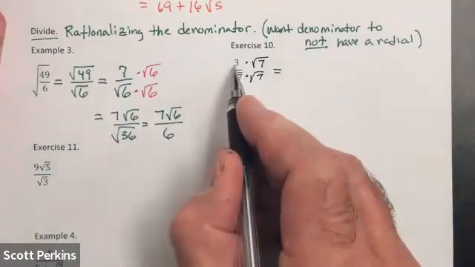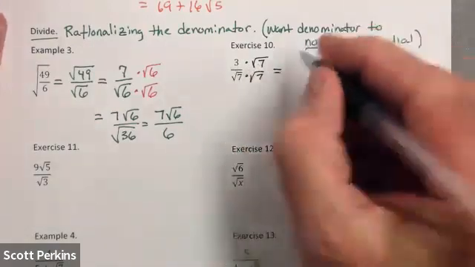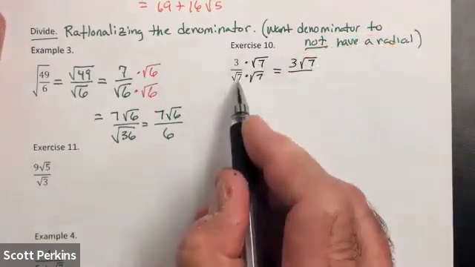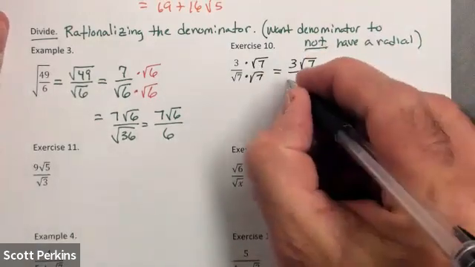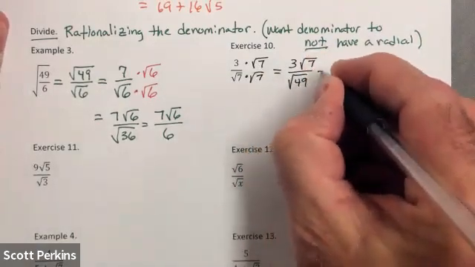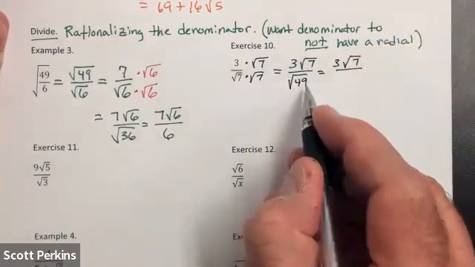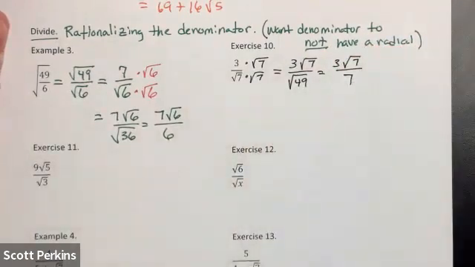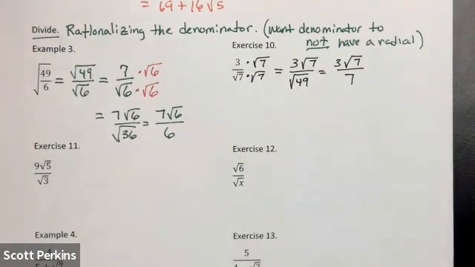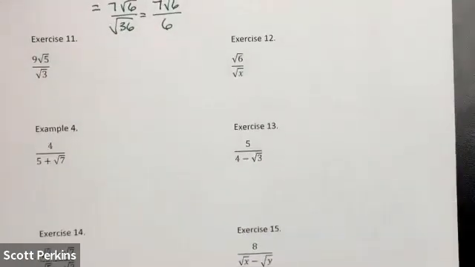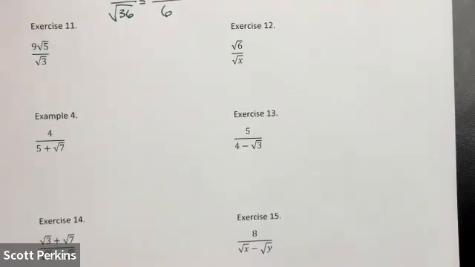So in the top, I've got a 3 outside the radical and then square root of 7. So the top is just going to be 3 square root of 7. In the denominator, square root of 7 times square root of 7 is the square root of 49. And as will happen every time we do this process, the square root of 49 is 7. There we go. No more radical in the denominator, which is my only goal when I'm asked to divide. If you got a question, ask it. If not, exercise 11. Again, it's going to work very similarly.